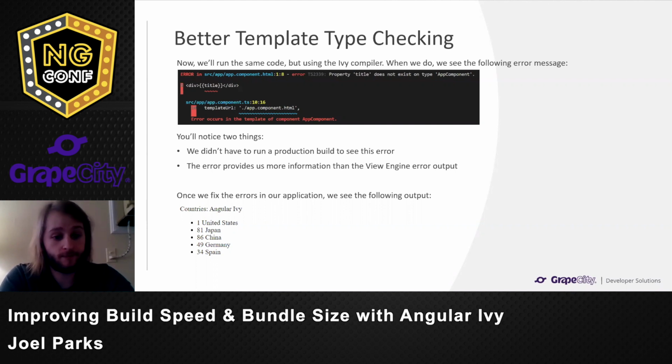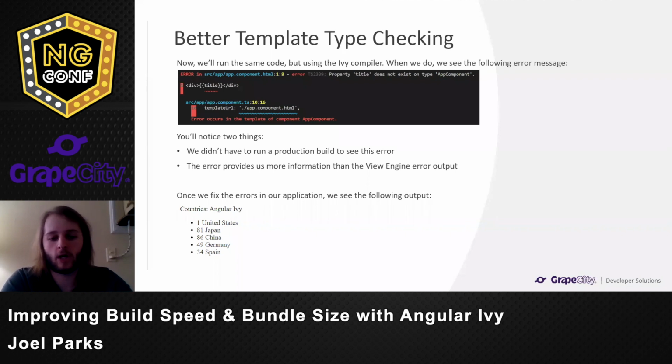Now, if you remember, Ivy uses AOT by default. So we're going to be seeing these errors without having to specify a production build. Because of the change in AOT being utilized in all forms of the build, developers will now be able to catch these template type checking errors sooner rather than later.